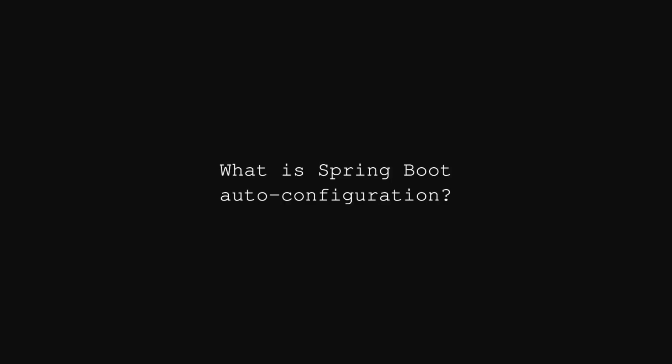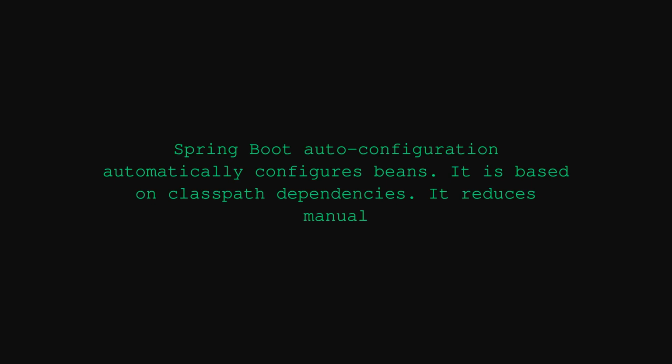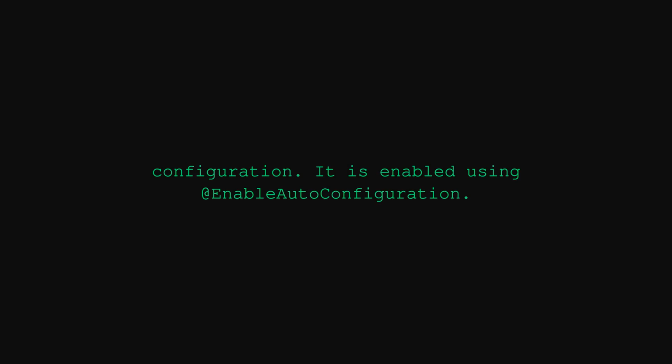What is Spring Boot auto configuration? Spring Boot auto configuration automatically configures beans. It is based on classpath dependencies. It reduces manual configuration. It is enabled using the annotation @EnableAutoConfiguration.